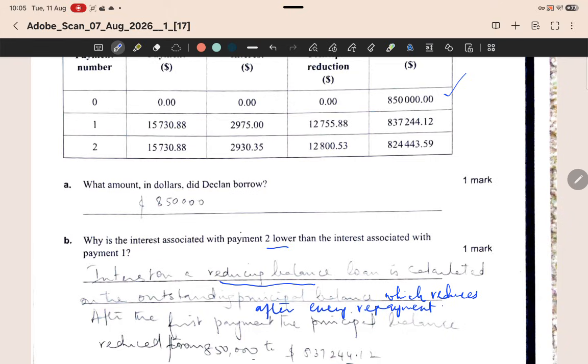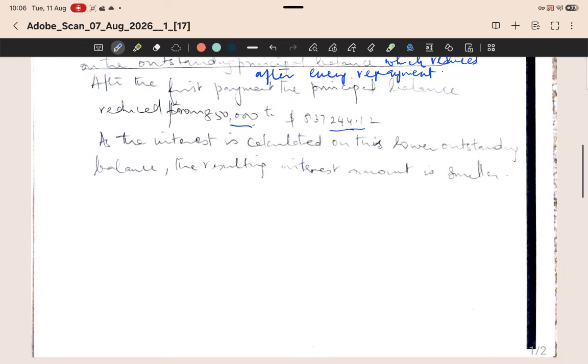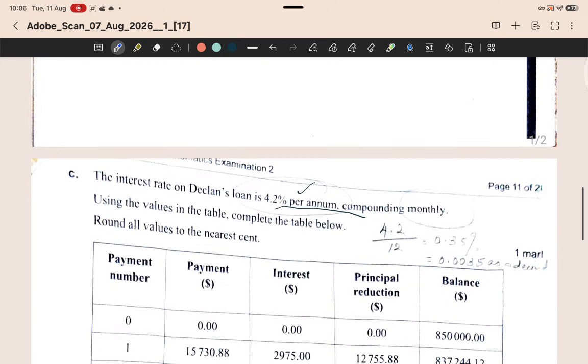And then because they mentioned payment 2 being lower than payment 1, you talk about that as well. After the first payment, the principal balance reduced from 850,000 to this value. And as the interest is calculated on the lower outstanding balance, the resulting interest amount is smaller. You can, of course, concise them and make it a smaller answer, but you have to touch upon these aspects in a simpler sentence. Part C.